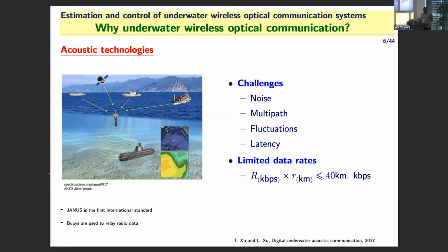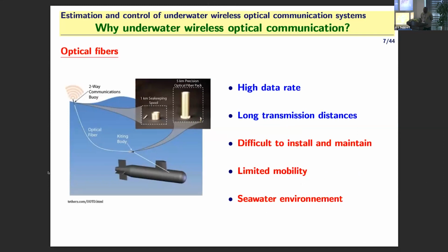If you look at the technologies that are used, the most commonly used is acoustic technology. But acoustic technology has some challenges, like noise, multipath fluctuation, and latency. And mainly, it has a limited data rate. If you move to optical fiber, it can provide high data rate and long transmission distance, but it's difficult to install and maintain. It also has limited mobility, and the seawater environment makes it very complex.